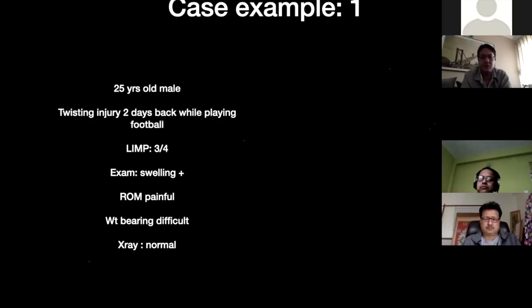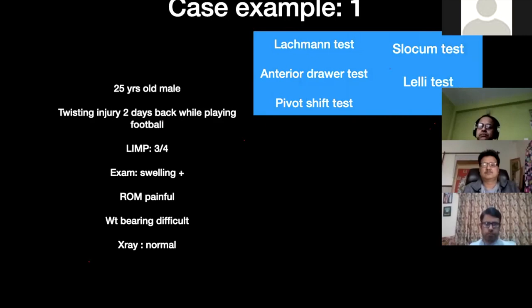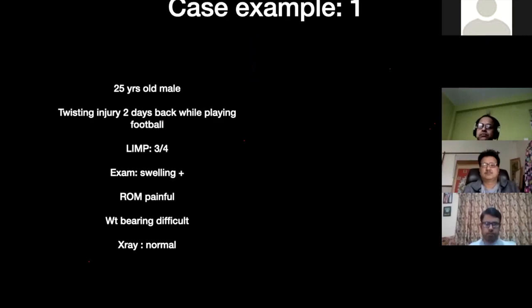Okay. So, in a 25-year-old male with a twisting injury 2 days back while playing football, with a limb index of 3/4, there's swelling on examination and ROM is painful. So, I would do a Lachman test. And I would try to palpate the medial joint line and the lateral joint line, a gentle palpation. I think the only test that I would be able to do well is probably a Lachman test.